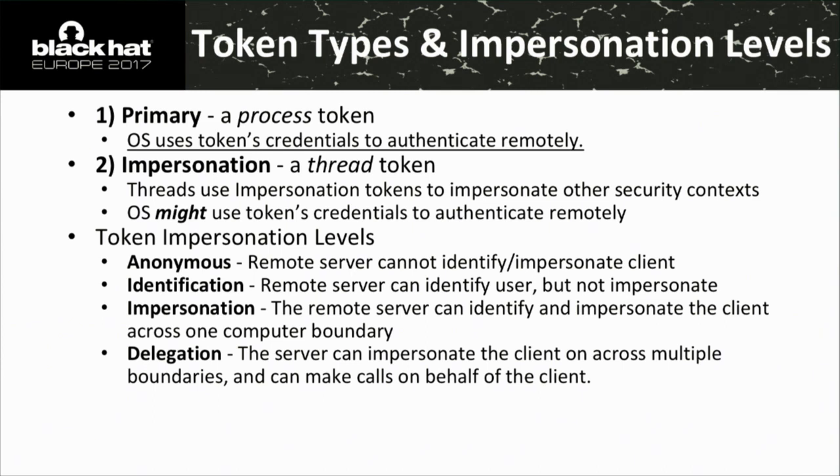And then within the subcategory of impersonation, there's these 4 different impersonation levels. From the top is anonymous all the way down to delegation, and I'll let you take a look at that. But generally from the top it's the most restrictive, and the bottom is the least restrictive. So delegation would allow that access token to pass its information to another system.